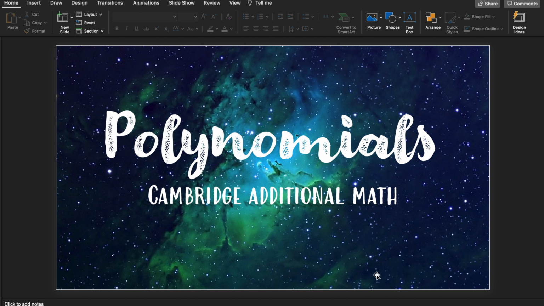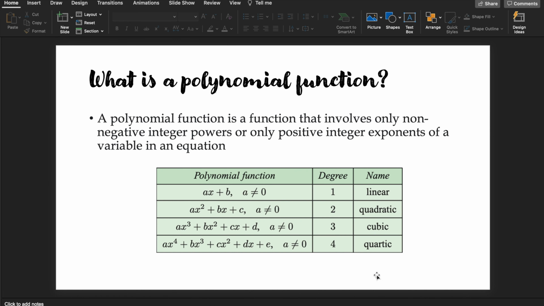So today we're going to be discussing the chapter called Polynomials from Additional Mathematics. So what is a polynomial function? It is a function that involves only non-negative integer powers, or only positive integer exponents, of a variable in an equation. So let's look at a few examples.